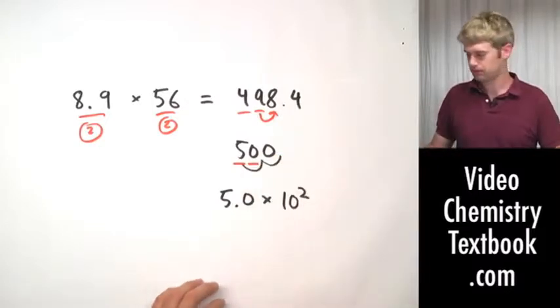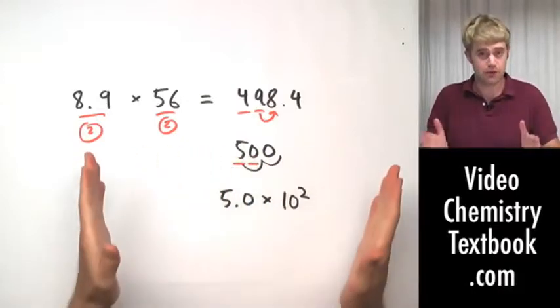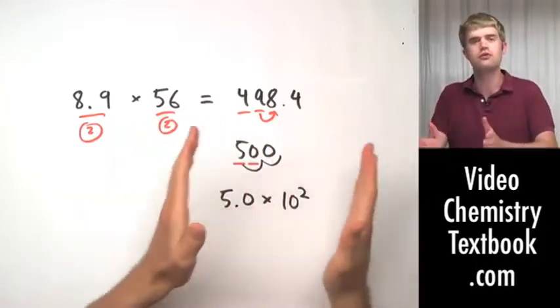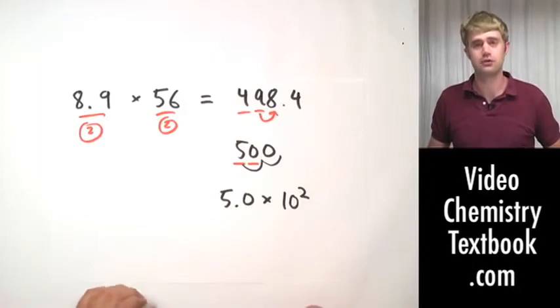So that is how I take numbers like this that have a whole bunch of zeros, and how I show which of those zeros are significant and which aren't. I have to put the number into scientific notation to do that.